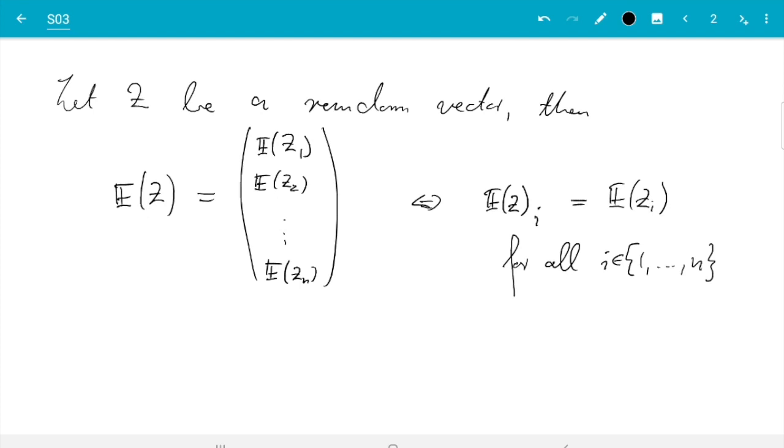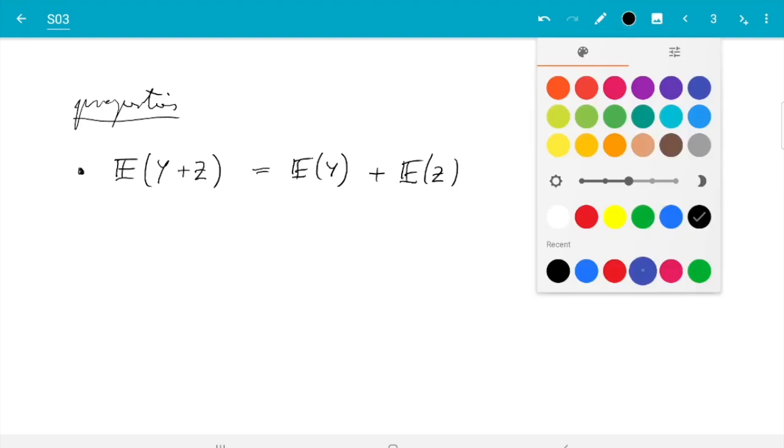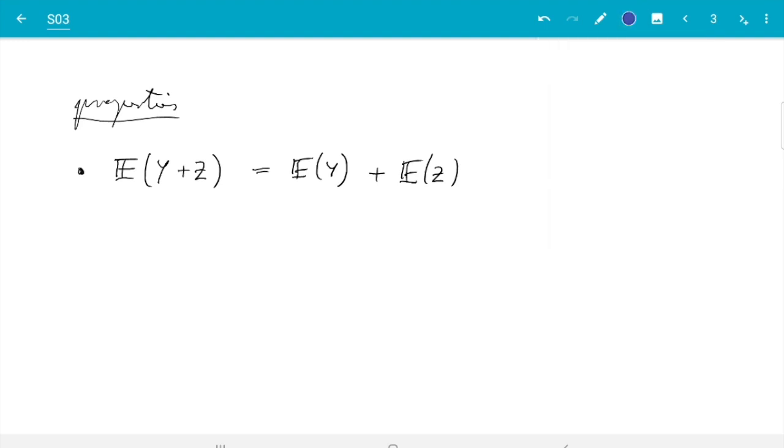We just need to think a bit about what the properties of this special kind of expectation are. And this basically inherits all properties from the standard expectations. For example, if y and z are random vectors, then the expectation of y plus z equals expectation y plus expectation z. Let me write the proof in blue.